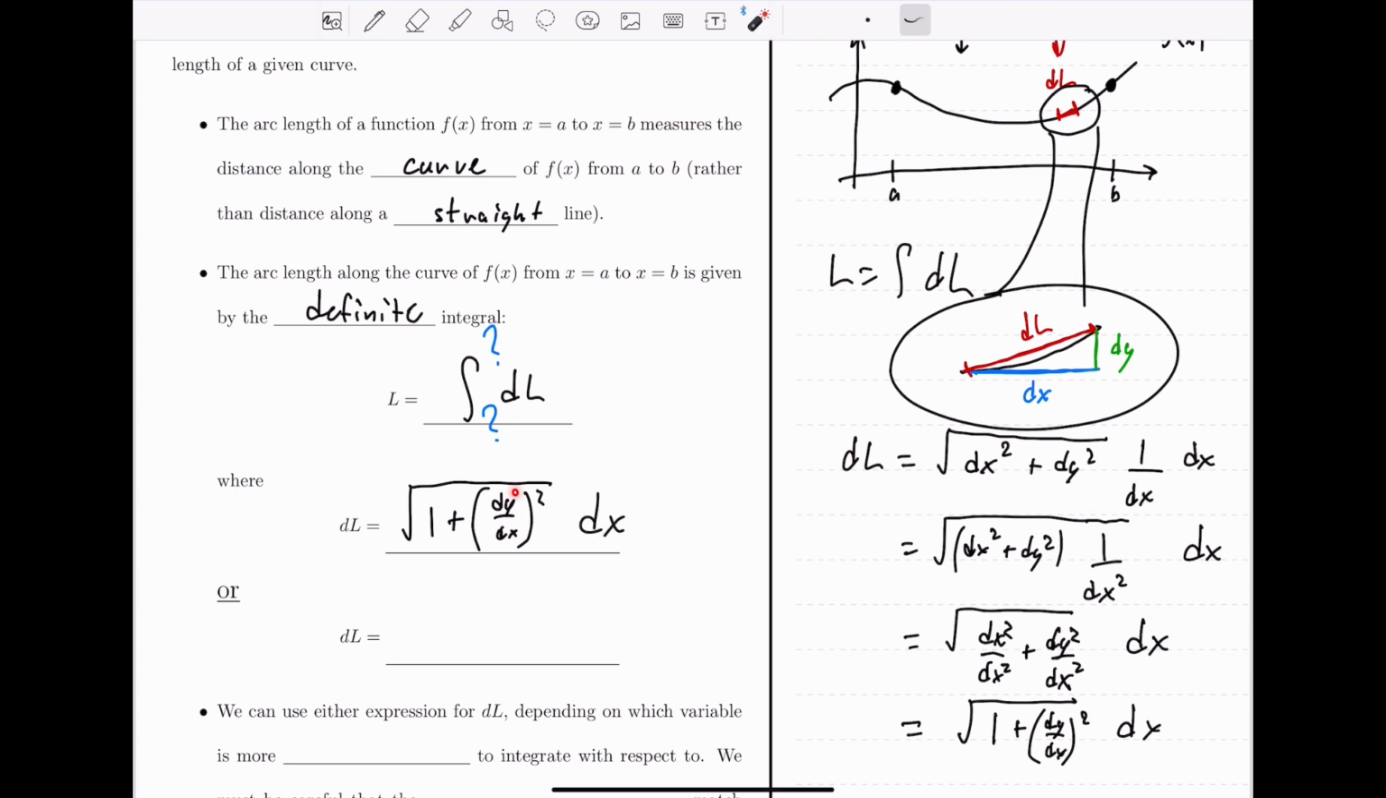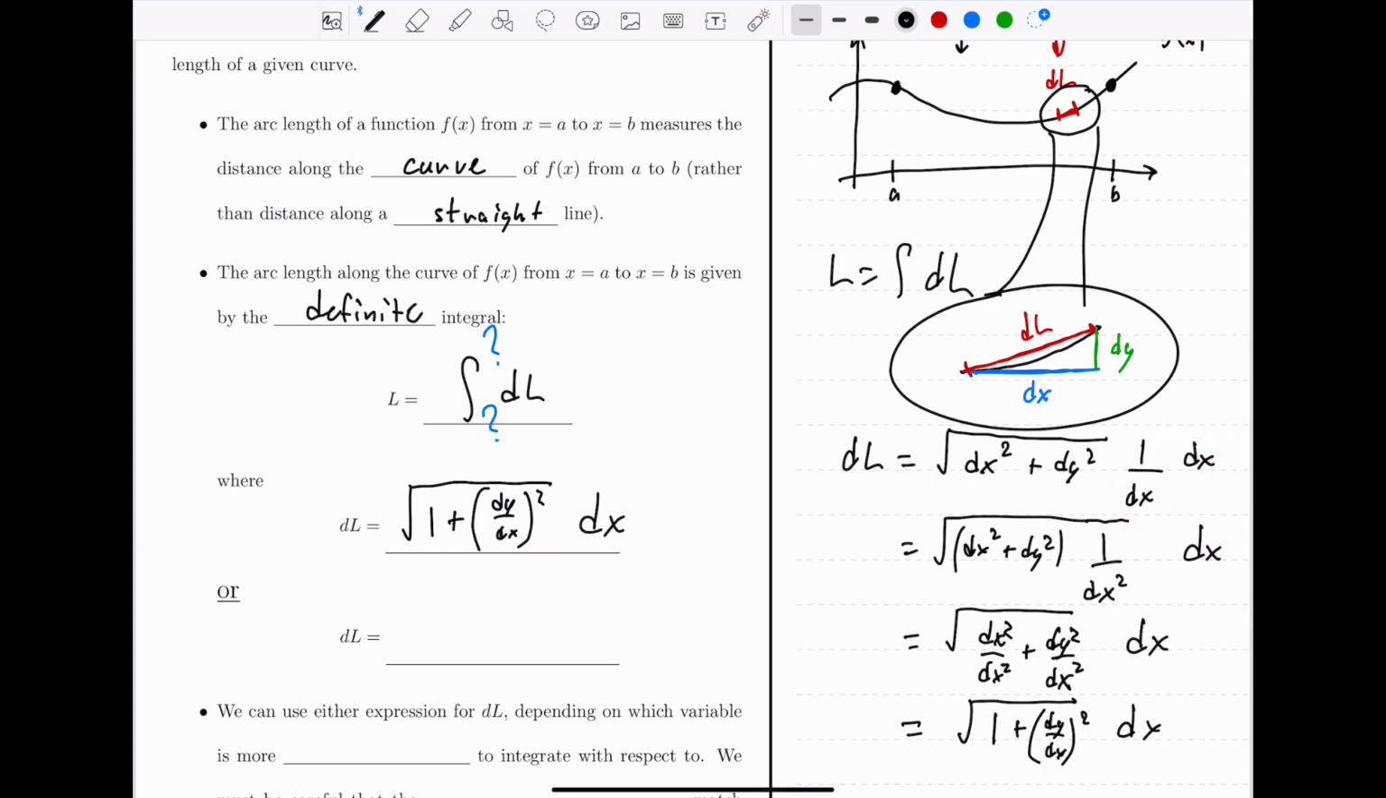Now the dy over dx, this is literally just the derivative of the function. If we're writing the function as f of x, we could have just written this as f prime of x. But thinking in terms of dy over dx gives us a little bit more flexibility. The steps that we did to find dl in terms of dx could have been done the same way if we used dy instead of dx.